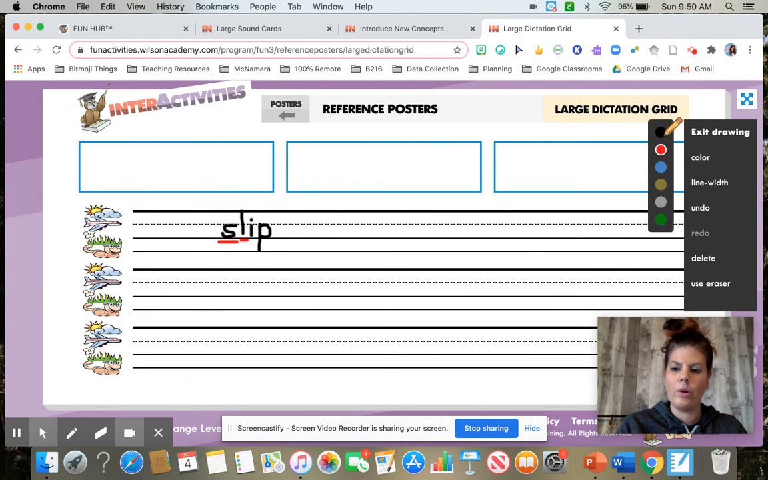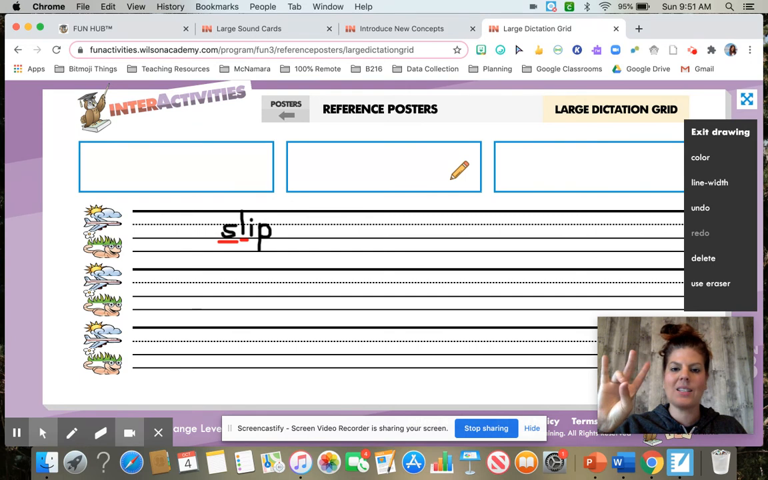Let's build one more word here. We're going to build the word mask. Let's tap it first. M, a, s, k. Mask. I'm going to write it here and you can write it as well.